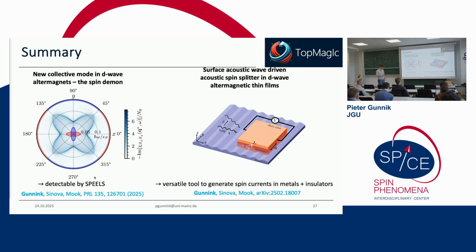More questions? Thank you. So in your collective mode calculation, you argued that for the higher order altermagnets, you won't see these modes because the damping effects are too big. Is there an easy way to see that as some consequence of more spin crossings? Is this why it's too large?